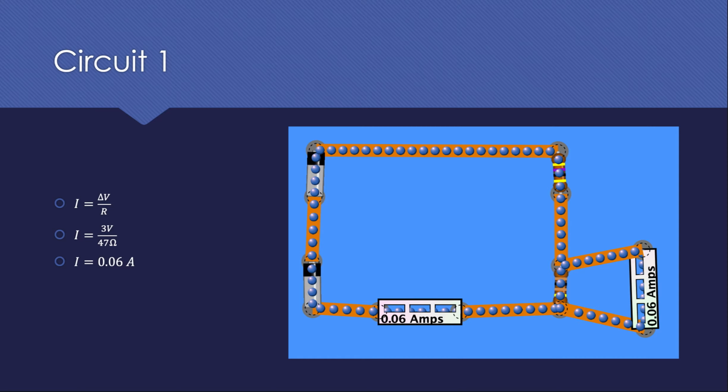When an ammeter is connected in parallel with the 100 ohm resistor, the current increases. All of the current only passes through the ammeter because it has less resistance than the resistor itself. The 100 ohm resistor is essentially removed from the circuit so we can act as if there's only a 47 ohm resistor. This gives a current of 0.06 amps, which is calculated on the left.